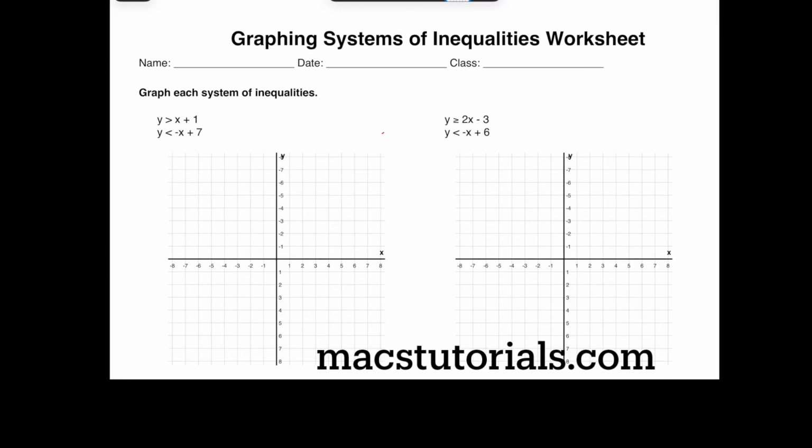Hey everybody, Mac here, and we are going to graph some inequalities. This is going to get messy.